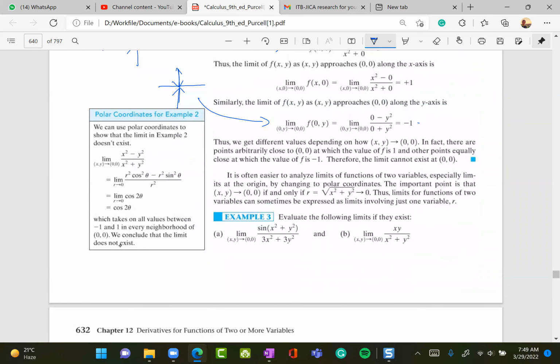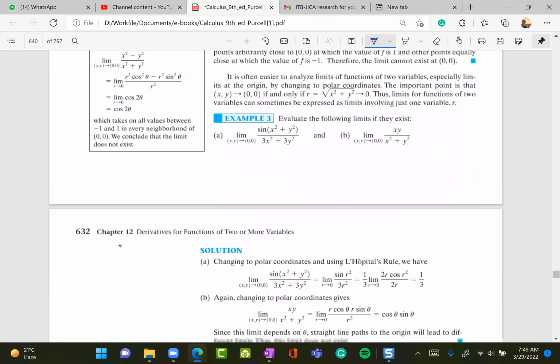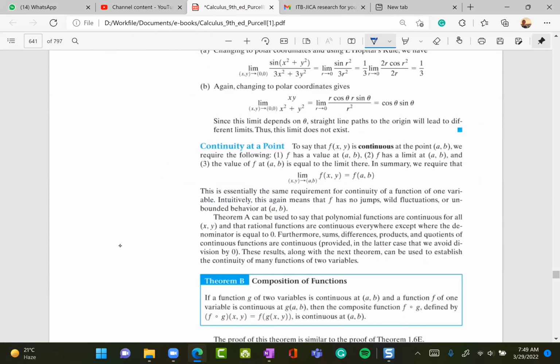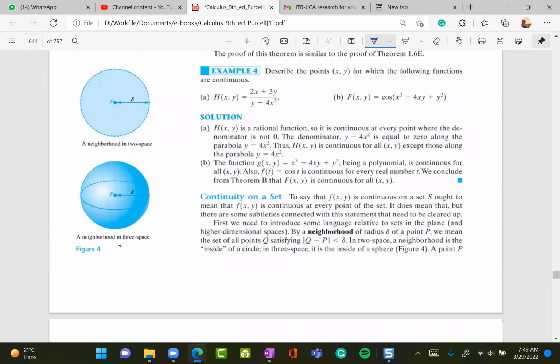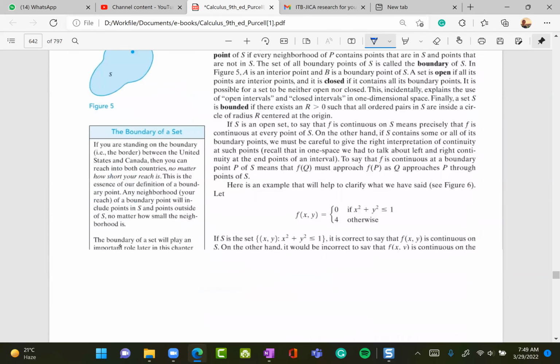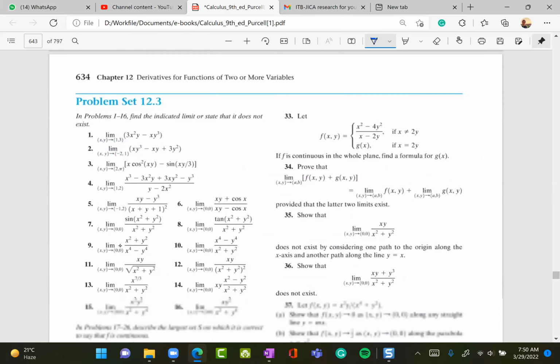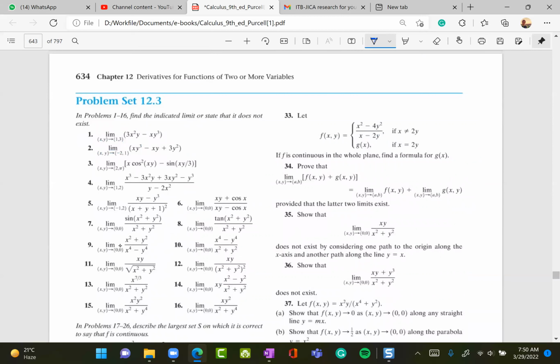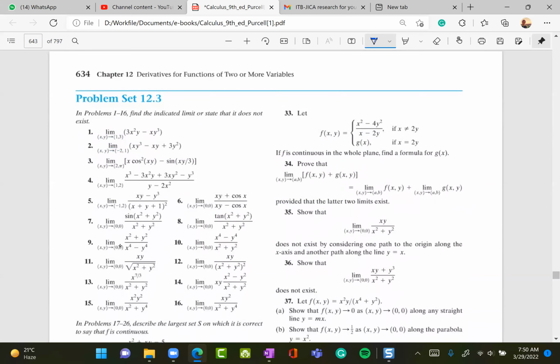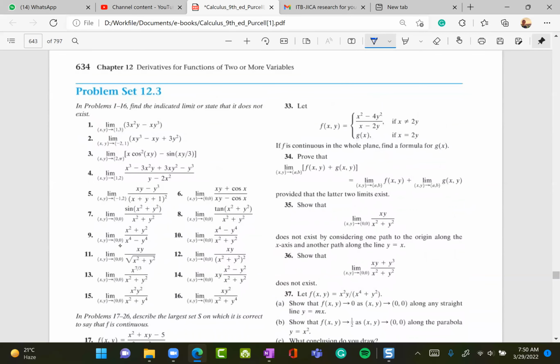Let's do some more examples when the limit exists. Here, for example, let's just do this directly.